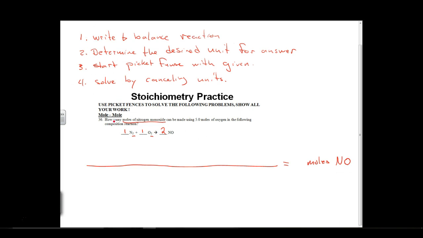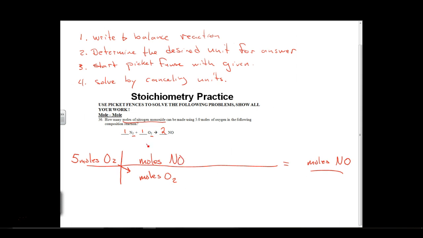Step three says start the picket fence with the given. I'm going to put a line here. If I look through here, how many moles of this can be made by using 5 moles of oxygen? That's the given. Step 3, we did. Step 4 says solve by canceling units. I know from the picket fence, this is why it's valuable, that whatever unit is on the top left goes in the bottom right next. So I'm going to write moles of O2. Those moles of O2 are going to be per the moles of my NO.